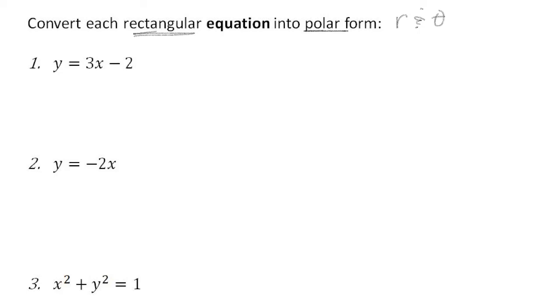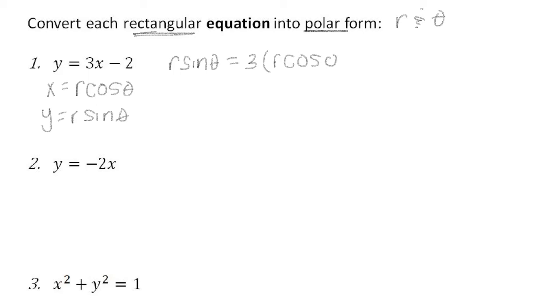We go right back to, well, we know that x is r cosine of theta, and I know y is r sine of theta. And so I know I can make some substitutions there. So for this first one, in place of y, I'm going to put r sine of theta equals 3 times x, but x is r cosine theta, and then minus 2.